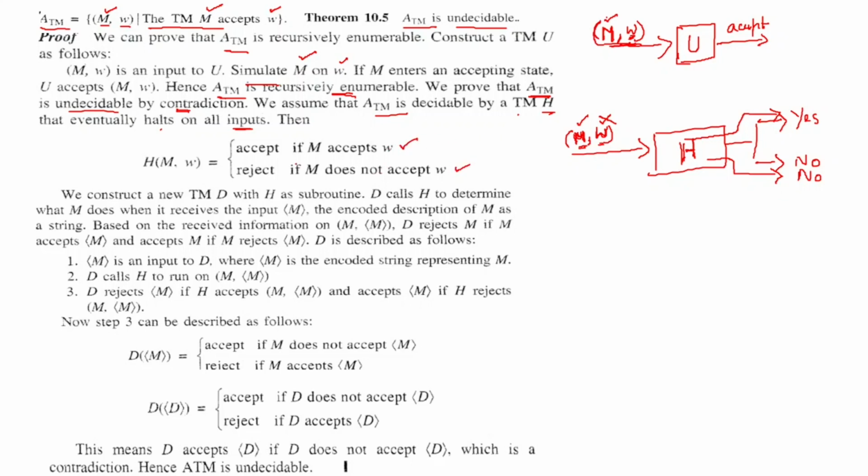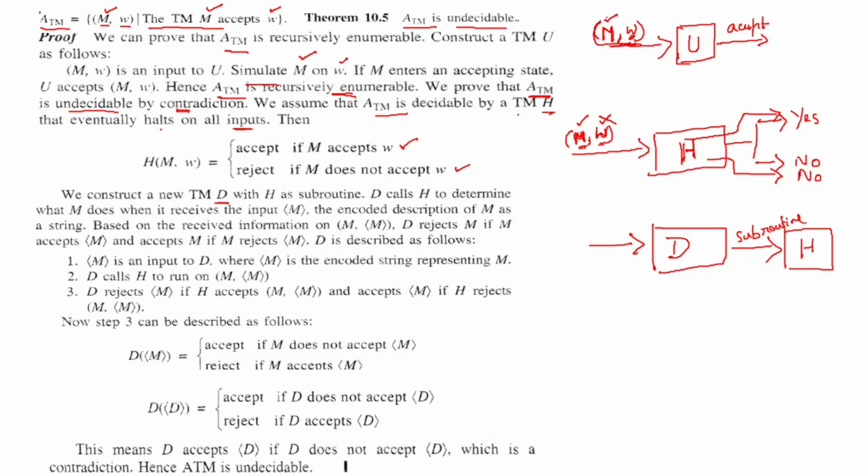Now with this knowledge, we are going to construct a new Turing machine D. So I am going to create a new Turing machine D, and this Turing machine D calls H as a subroutine. So based on the input that is given to D, it will call the subroutine H. Subroutine H is nothing but again another Turing machine.